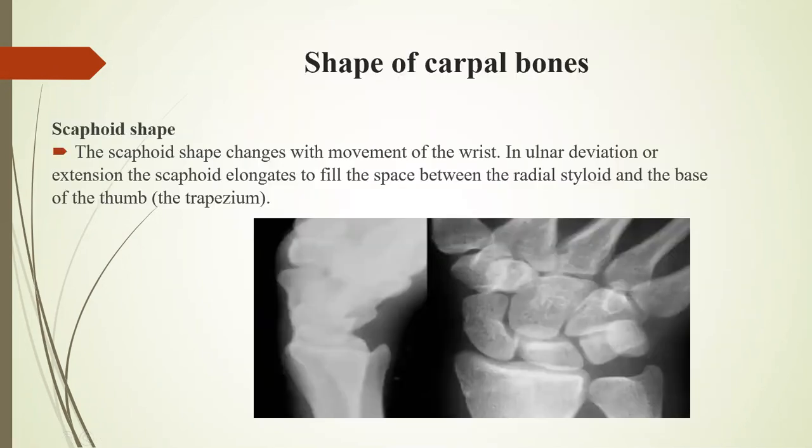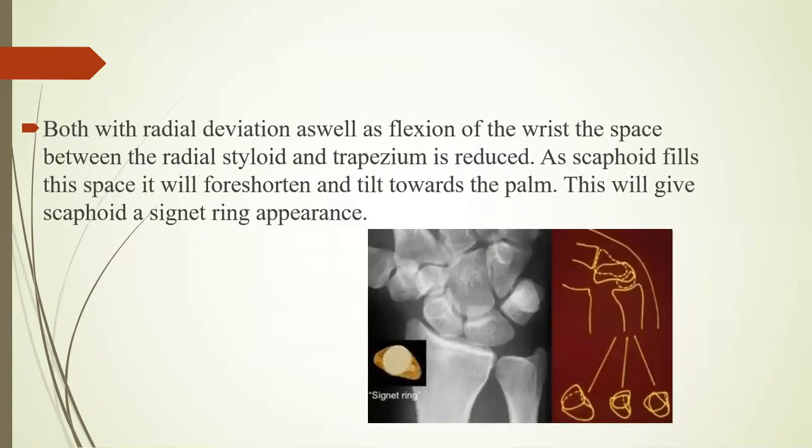The scaphoid shape changes with movement of the wrist. In ulnar deviation or extension, the scaphoid elongates to fill the space between the radial styloid and the base of the thumb, the trapezium. With radial deviation as well as flexion of the wrist, the space between the radial styloid and trapezium is reduced. And the scaphoid filling this space will foreshorten toward the palm. This will give the scaphoid signet ring appearance.